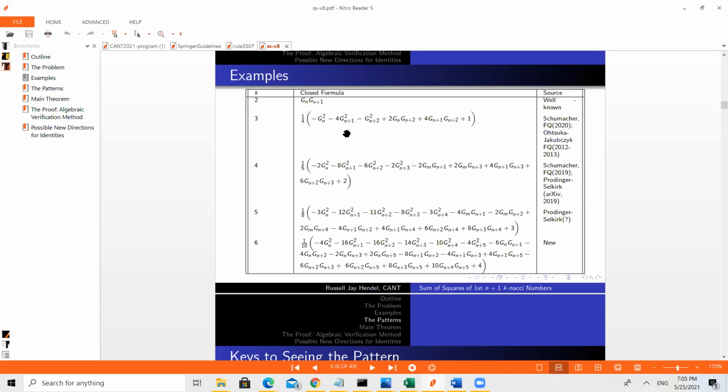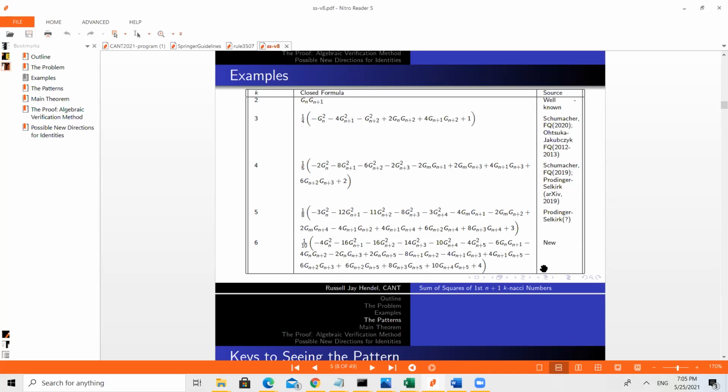Before the case 3 was done, case 4 was done. That was Schumacher in 2019. And then there's a very nice paper by Prodinger and Selkirk. I complain a lot about how difficult generating functions are. They have a very nice paper showing if you have a good software package, you don't have to worry about them. Everything's straightforward. And they give the case 5. They did some manipulations, but it's probably equivalent. And I just threw in 6 to show I can do something.